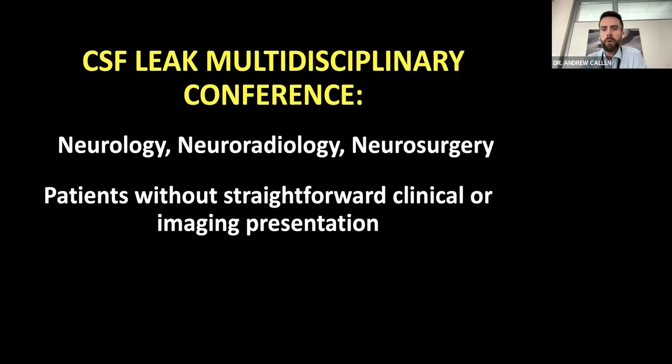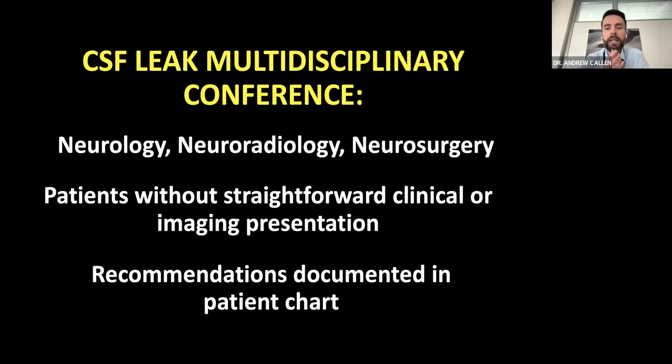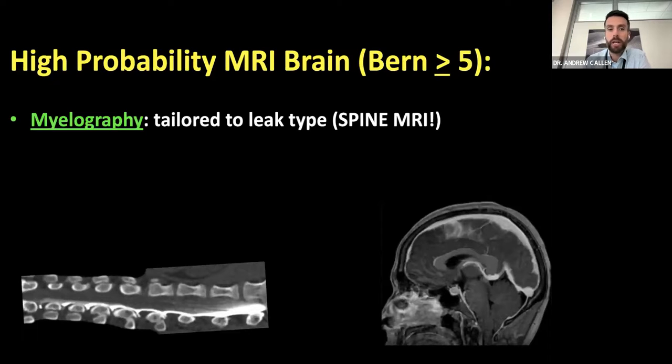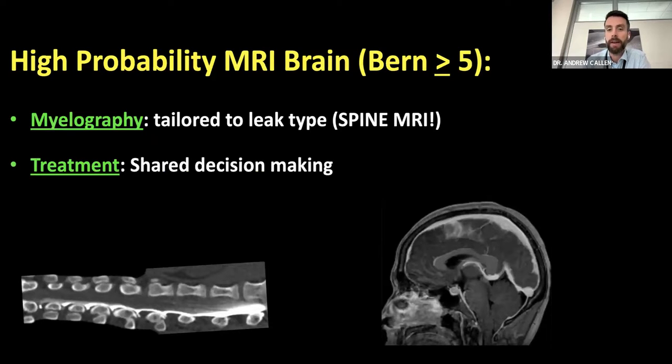For all of our patients without straightforward clinical imaging presentations, figure out the best consensus recommendation, and then document that in the patient's chart, thinking about this in more than one way. We could break these patients down into high burn scores, classic patients. We're going to generally perform myelography in these patients to find their leak.